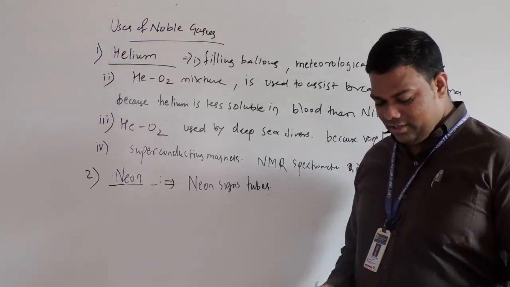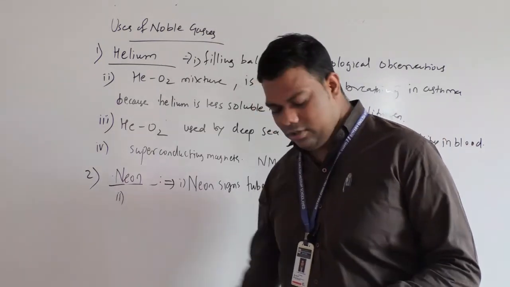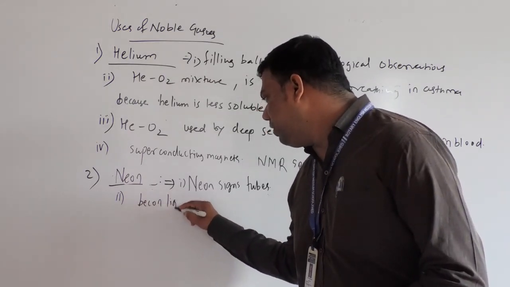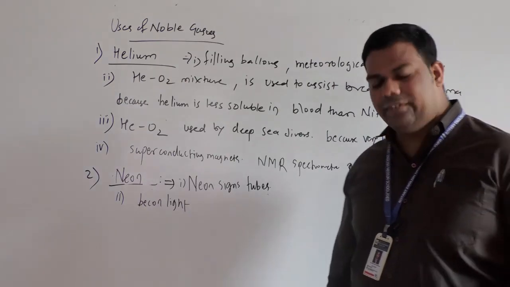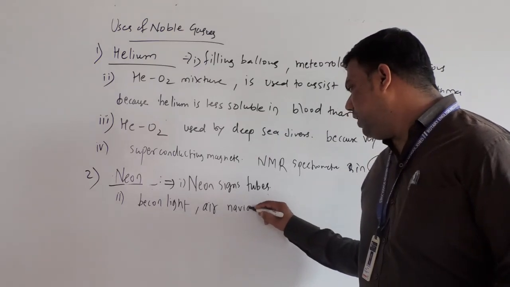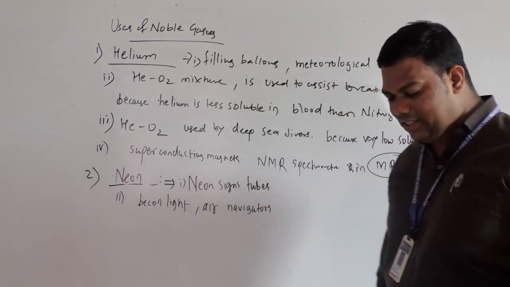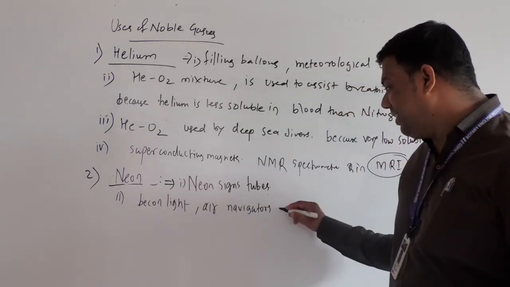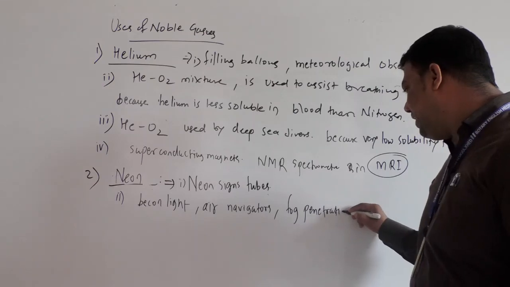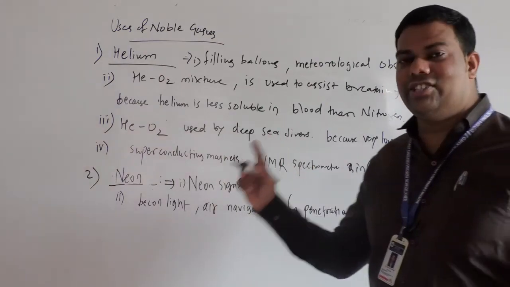Next use of neon: it is used in beacon light, as a safety signal for air navigators, because its light has fog penetration power. Understood? So that much neon is important.